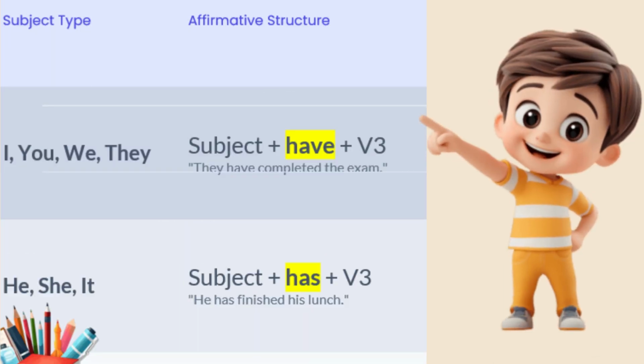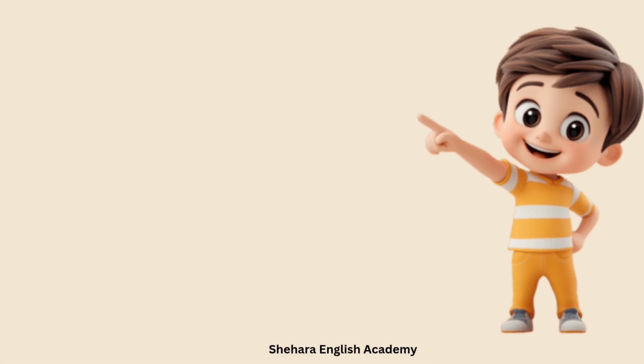Affirmative structure, positive sentences, used to state that an experience or action has taken place. The formula: subject, plus, have or has, plus, past participle, plus, rest of the sentence.